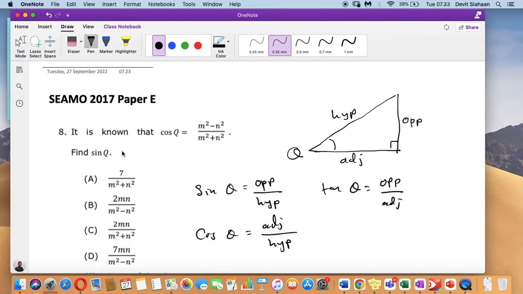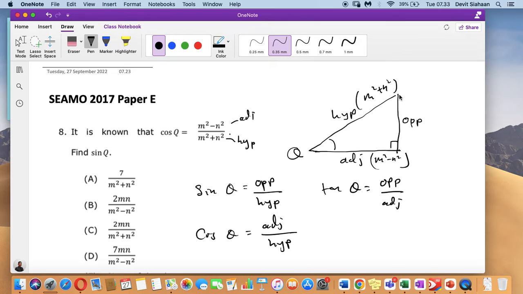Let's go back to the question. Cos Q is m square minus n square over m square plus n square. Find sine Q. Based on this rule, we know this one will be the adjacent side, and this one will be the hypotenuse, right? So in our right angle triangle, we can call this one m square minus n square, and this one m square plus n square.